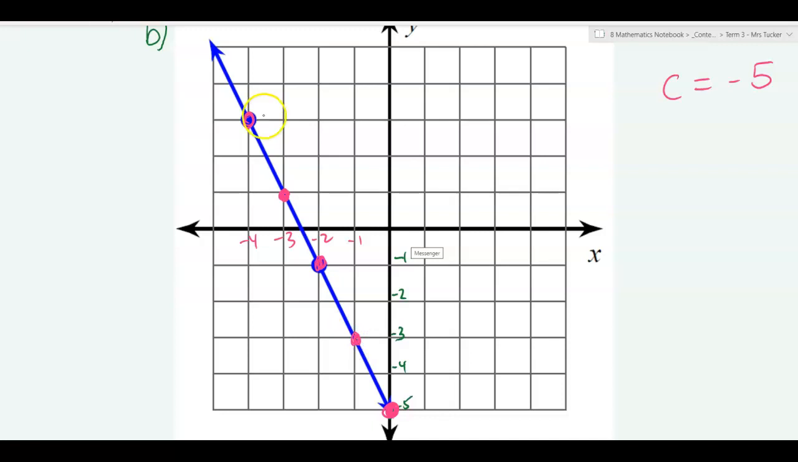So what we do is we are going to rise first. So start with 1 point, rise. Do I rise up or down? I'm going to rise down. If I rise down, what is that? I'm rising by -2. Then run. How many have I run? 1. Should it be +1 or -1?